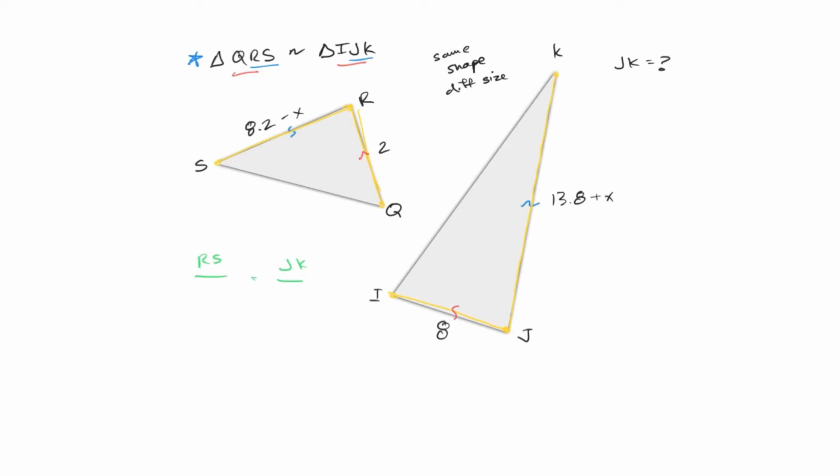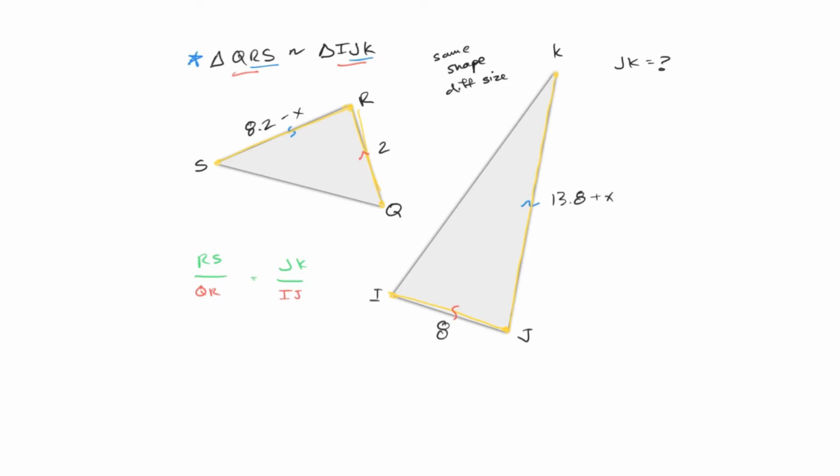And notice in the problem they gave us 8.2 minus x, which matches the 13.8 plus x, and the 2 and the 8. They're doing that to make the ratio a little bit easier for you guys and gals. So let's also put QR equal to IJ. And that's how we set up our proportion here: RS over QR is equal to JK over IJ. Now we need to do some plugging in.